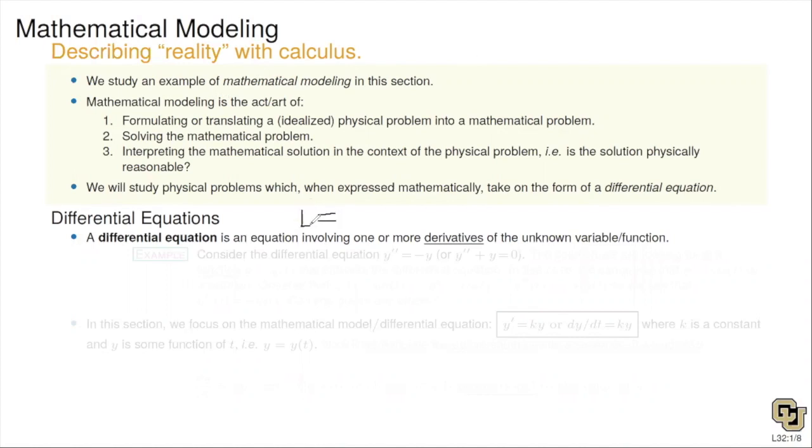It has a left-hand side, and it has a right-hand side. In this case, the unknown that we're looking for is actually a function. And this is an equation that involves one or more derivatives of the unknown function that we're trying to find.